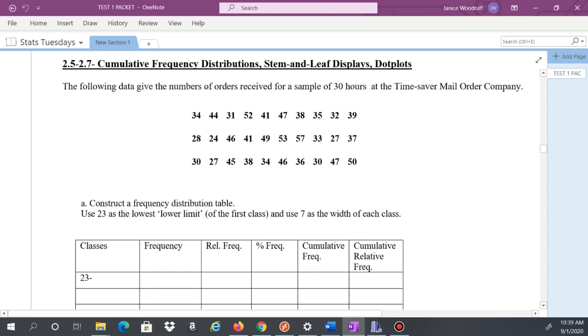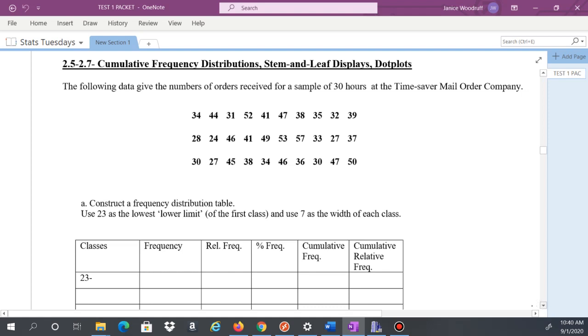So here we have the following data, which give the numbers of orders received for a sample of 30 hours at Time Saver Mail Order Company. So this is your raw data. It's not put in any sort of order. You could put it in order if you wanted to, or you can just circle through the data, which I'm going to do. It's kind of up to you.